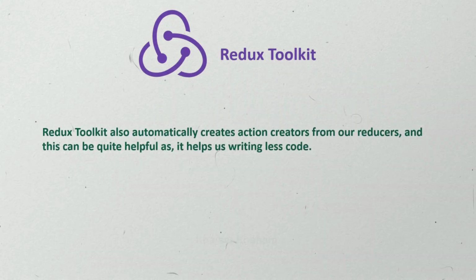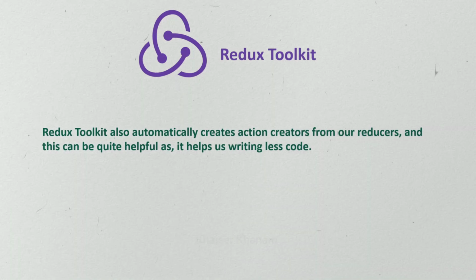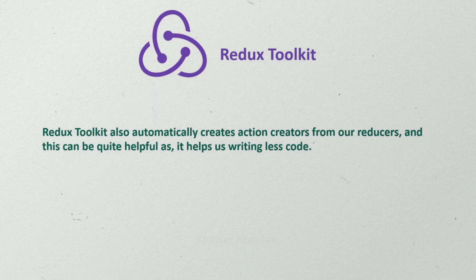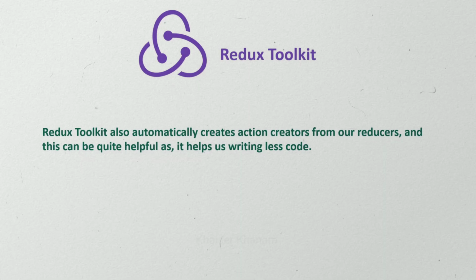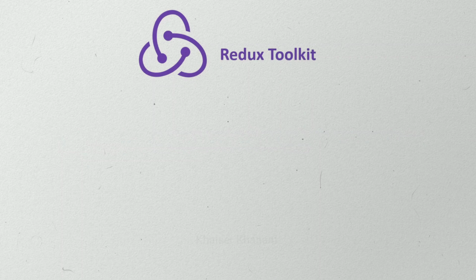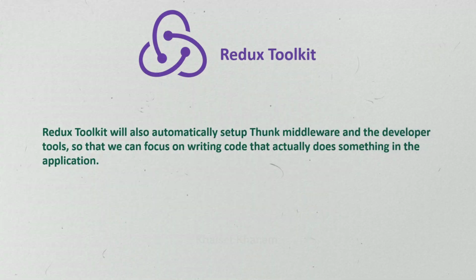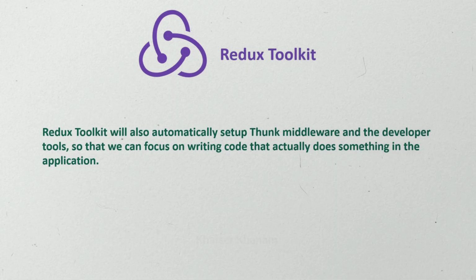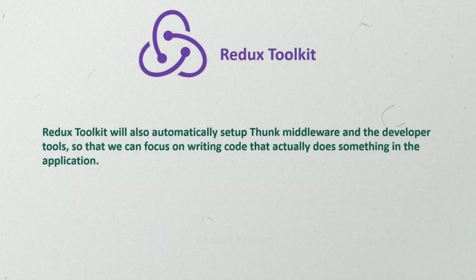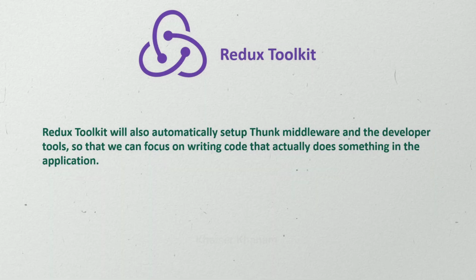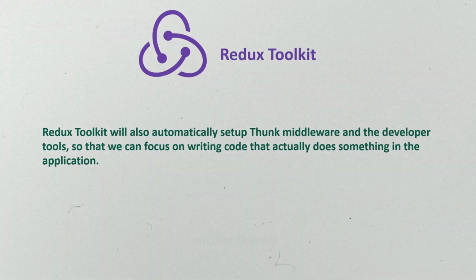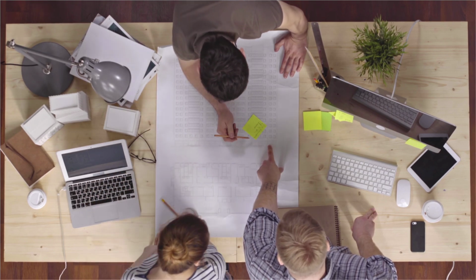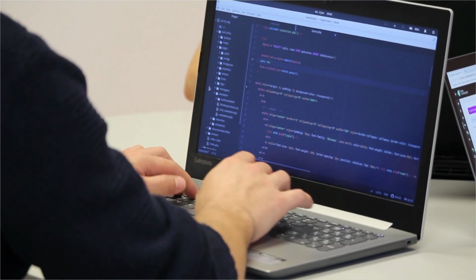And second, Redux Toolkit automatically creates action creators from our reducers, and this can be quite helpful as it helps us write less code. Then finally, Redux Toolkit will automatically set up thunk middleware and developer tools so that we can focus only on writing the code that actually does something in our application. You don't have to set up a lot of things when you get started with Redux Toolkit. Everything will be happening behind the scenes.